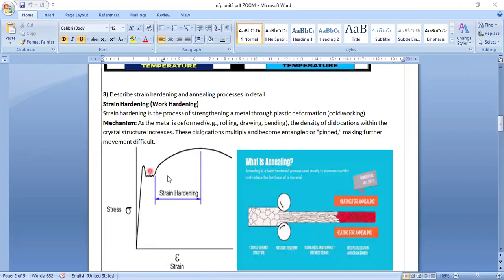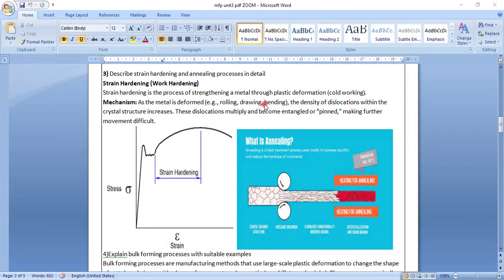Now I am taking the third question: describe the strain hardening and annealing process in detail. So what is strain hardening? Strain hardening is also called work hardening. Strain hardening is a process of strengthening a metal through plastic deformation.